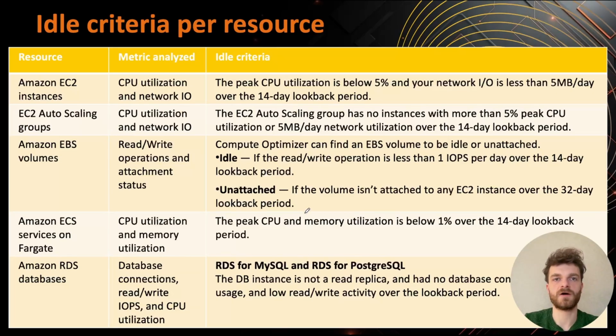So to understand how it works behind the scenes, Compute Optimizer uses those metrics to analyze. So let's say this is the idle criteria per resource. So let's say you want to understand why ECS is shown. So ECS services on Fargate. Compute Optimizer uses CPU utilization and memory utilization. And it says that the peak CPU and memory utilization is below 1% over the last 2 weeks.